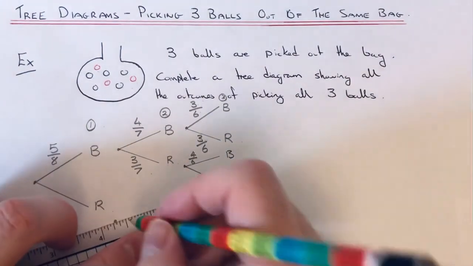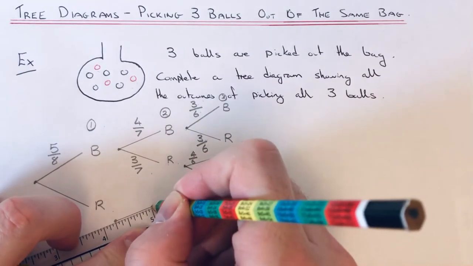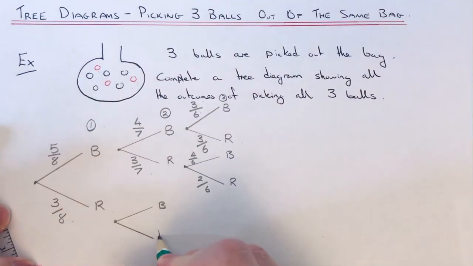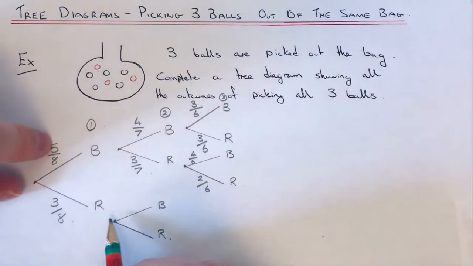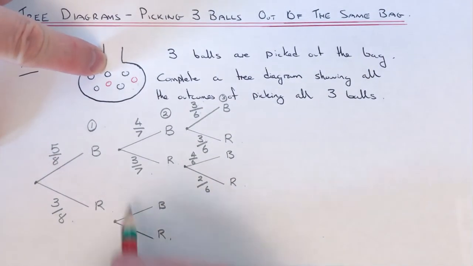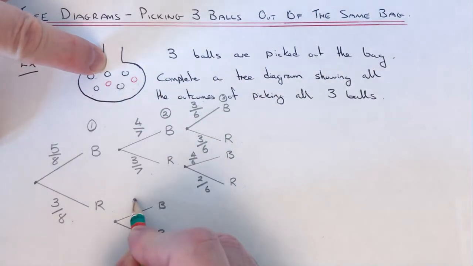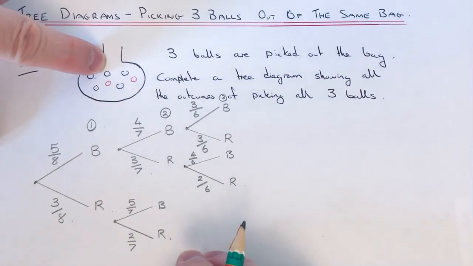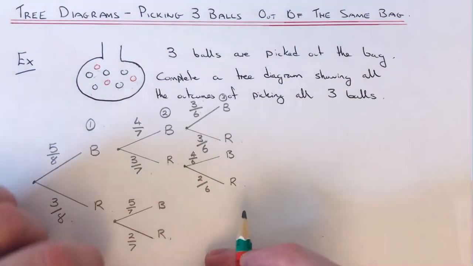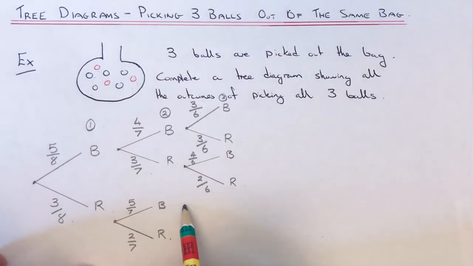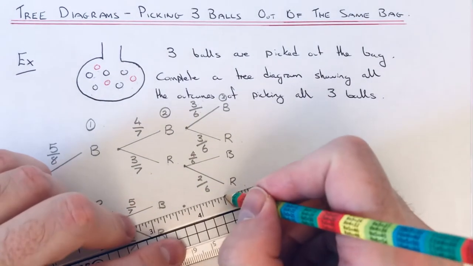Okay, so I've picked out my red. So for my second ball, I can then pick out a black and a red. So I need to cover up the red because that ball went first of all. So the probability of picking a black next would be 1, 2, 3, 4, 5. That would be 5 out of 7, and a red would be 2 out of 7. Okay, so we've just got the third ball to finish off now. So let's start with this one. So for this one, I've picked out a red and a black previously.